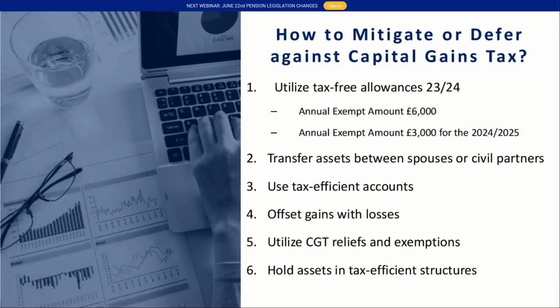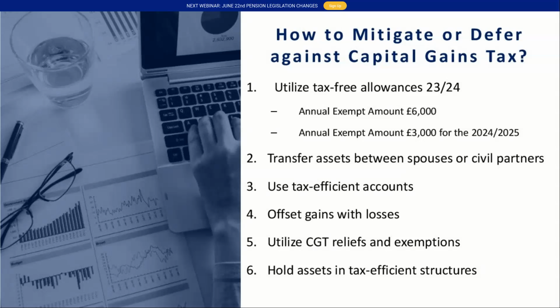Strategy number 5 would be to utilize those CGT reliefs and exemptions. I've already touched on them, but the UK tax system offers various reliefs and exemptions that can help reduce CGT. There's an example here: entrepreneurs' relief, now known as business asset disposal relief, provides a reduced CGT rate on qualifying business assets. Similarly, private residence relief can exempt or reduce capital gains tax when selling your main residence, subject to certain conditions.